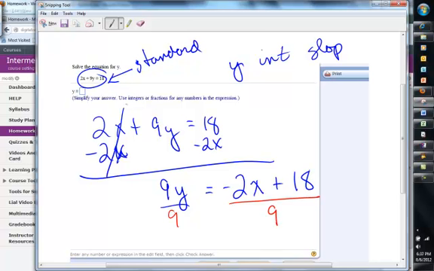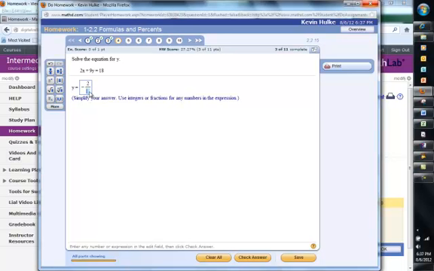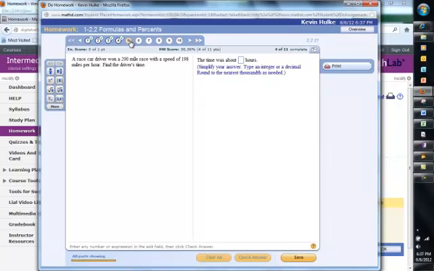It says simplify your answer, use integers or fractions for any numbers in the expression. So I think what it wants us to do is to say y equals negative 2/9 x plus 2, because 18 divided by 9 is 2. Let's try it and see. Y equals negative fraction 2/9 x plus 2. Next one.